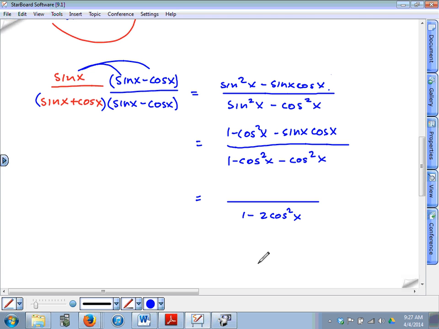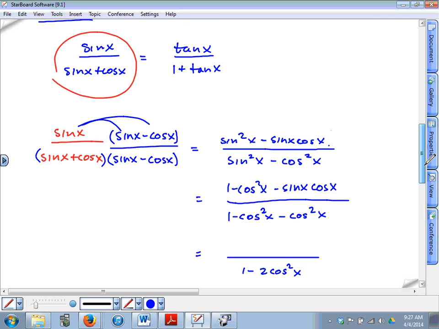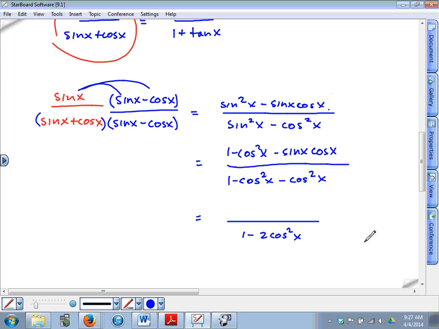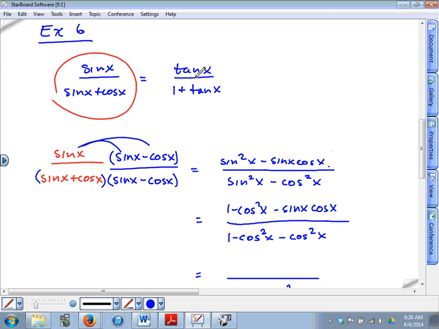I feel like we're making this more complicated. Not really anything we can combine in the numerator. Let's go back up and take a look at where we're supposed to head with this. It's supposed to be tangent over 1 plus tangent. Well, we should get secant. If we get secant, then we'll do somehow the Pythagorean identity. Let me point something out to you here. We've got a bunch of things being squared, but if you take a look at the result we're supposed to have, nothing really is squared.